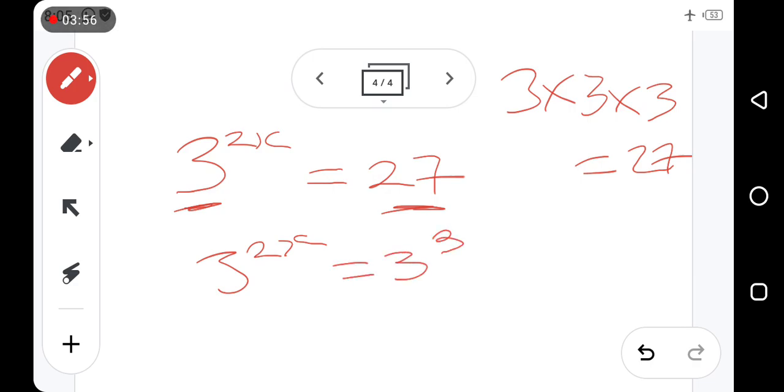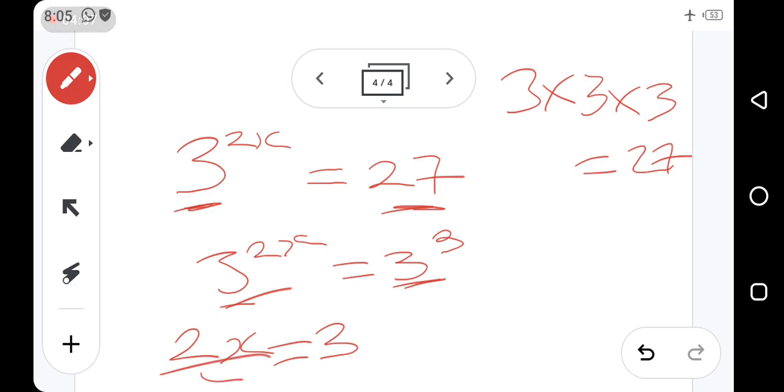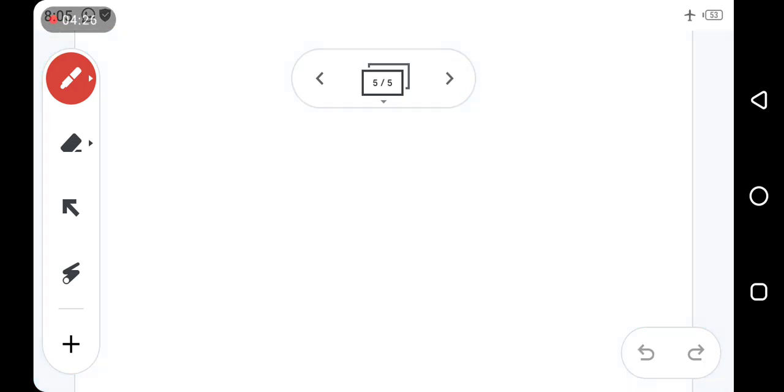So here you do away with the base. So you have 2x is equal to what? 3. So you have 2x is equal to 3, so you divide both sides by 2 to get your x. So your x will become 3 over 2. So let's take another example.